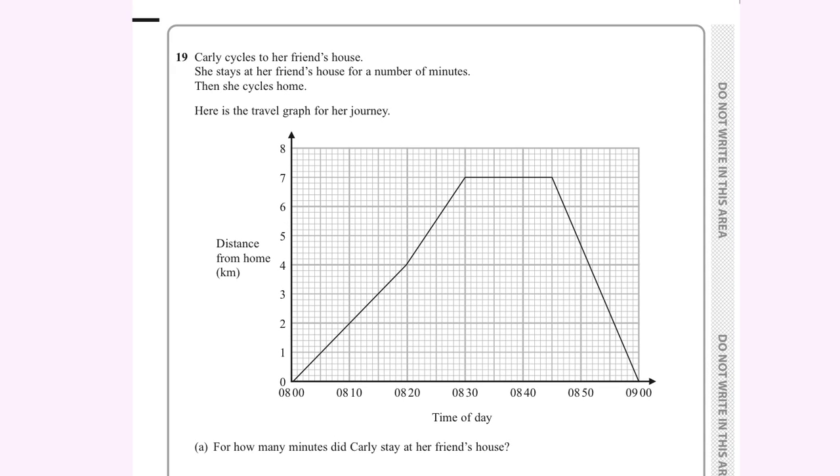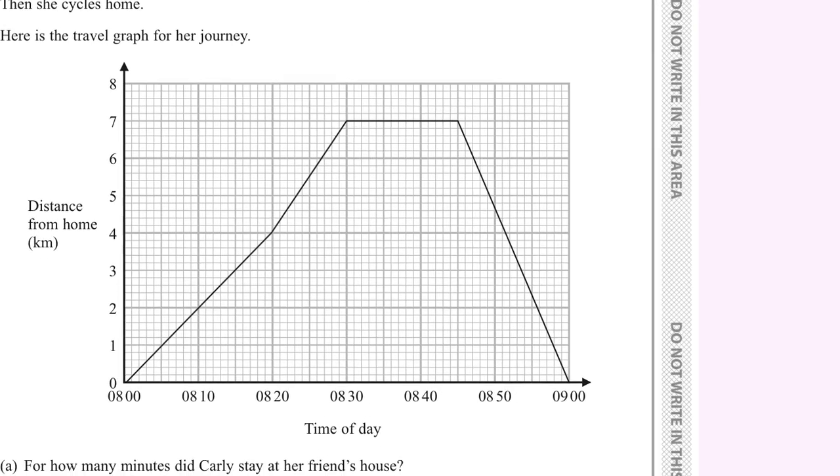Now, you might be thinking, how am I supposed to know that looking at this graph? Well, is there ever a point where she's making no distance? She's not moving. She's at someone's house, so she's not travelling. Distance is up the y-axis. Is there ever a point where it's not going up? And that's this flat bit here.